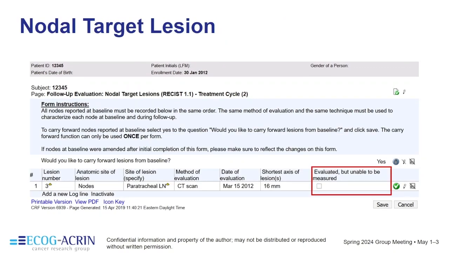Nodal target lesion is similar, and it also has the ability to be rolled forward. As you can see, we kept all the numbers the same. This is still target lesion number 3.